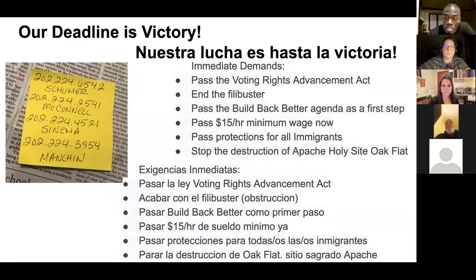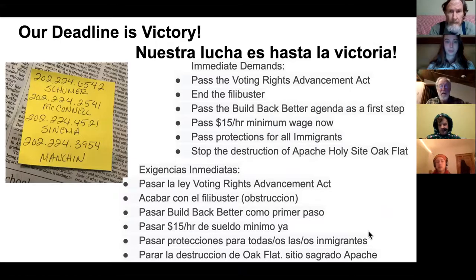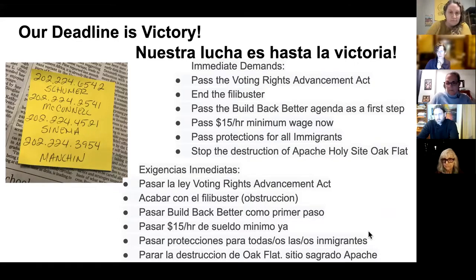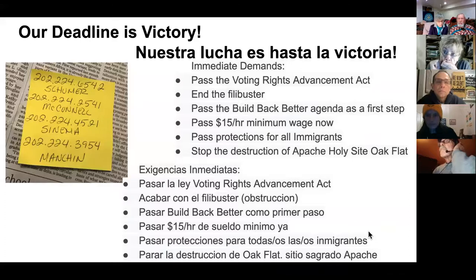These and many other things are reasons why we need to put pressure on people who are in that position to do so. And so the Poor People's Campaign has been relentless, taking nonviolent action in Washington, D.C., here in Wisconsin, in the media, in the pulpits, and in the streets. And so in the campaign, we say that our deadline is victory. That's our deadline. It's simply that. It's victory. And so we know this is going to be a long fight, and we need everyone involved. We need everyone speaking their minds, lifting their voices, moving their feet, and contacting those who need to be contacted.